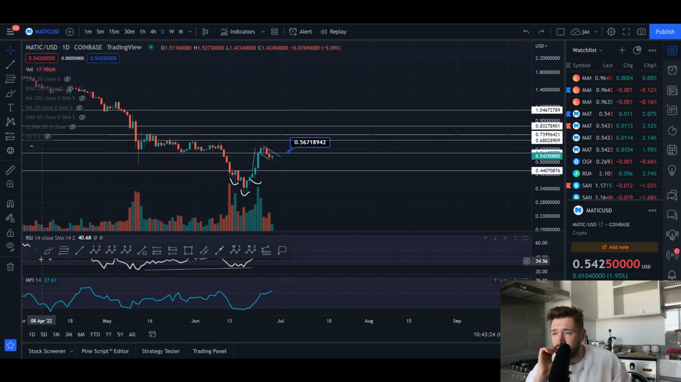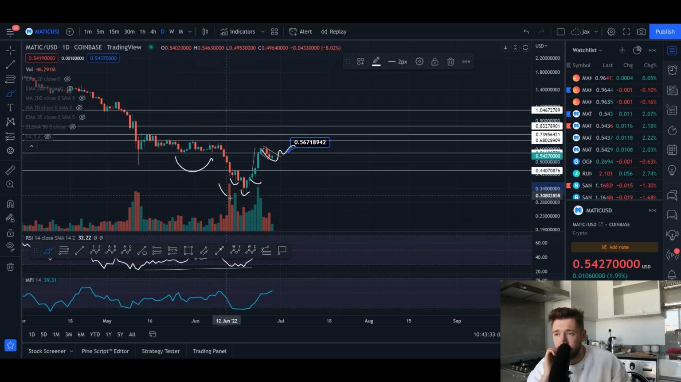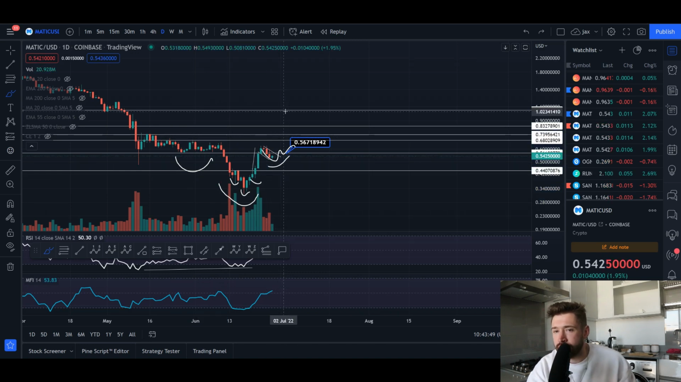Now, if we do see some consolidation here, maybe we come up, we consolidate a little more. What we're doing here is putting in a massive inverse head and shoulders. Here's your left shoulder, here's your head, and here's your right shoulder. You could also refer to it as the penis pattern, but we try to keep it PG here on Invest and Trade with Jax. So immature.